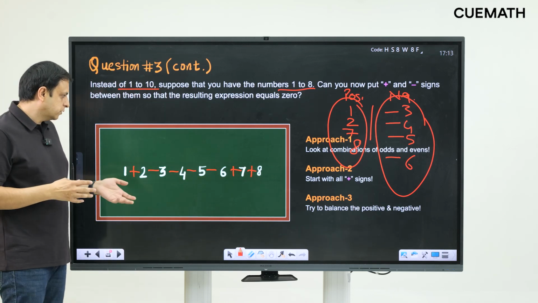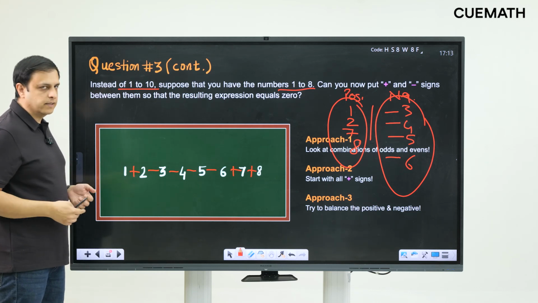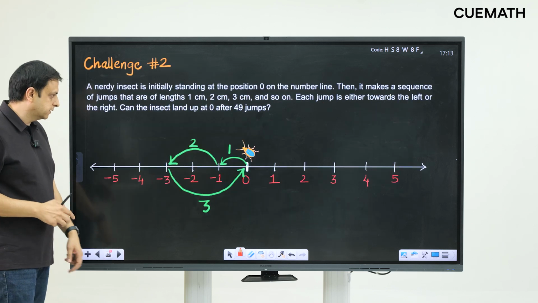this question is solved. So the reason this worked here is that the sum of these 8 naturals is an even number, and that's why it works in this case.